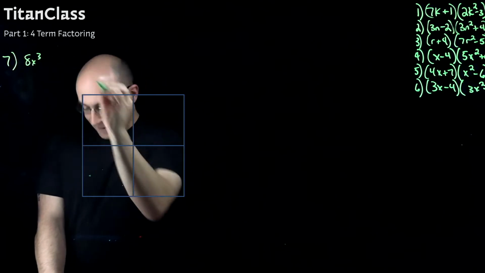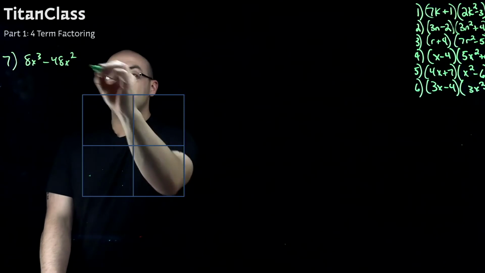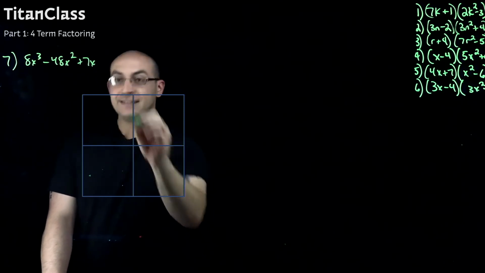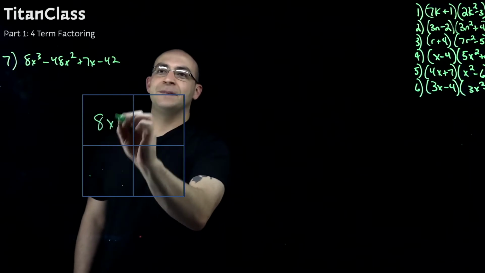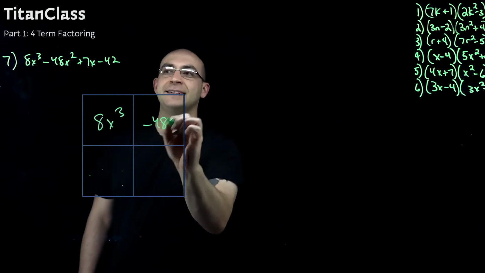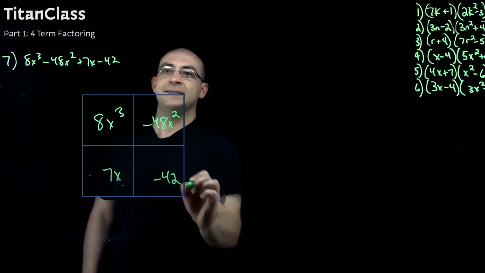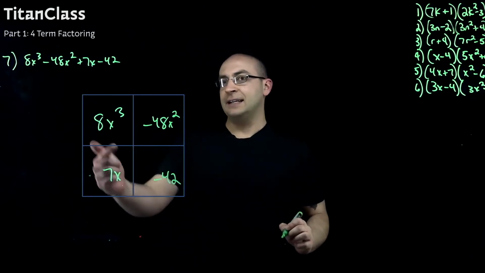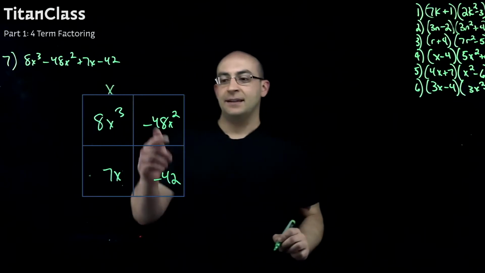8x to the third minus 48x squared plus 7x minus 42. Okay, so we've got 8x to the third minus 48x squared plus 7x minus 42. No whole number can come out, so x is just going to be the greatest common factor there.